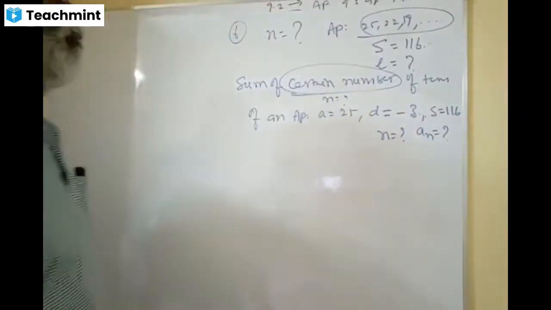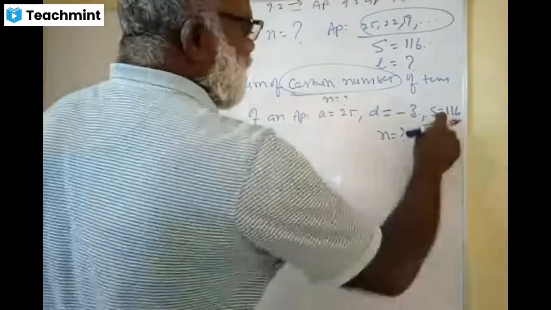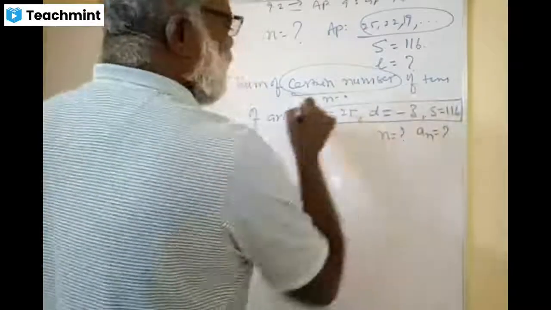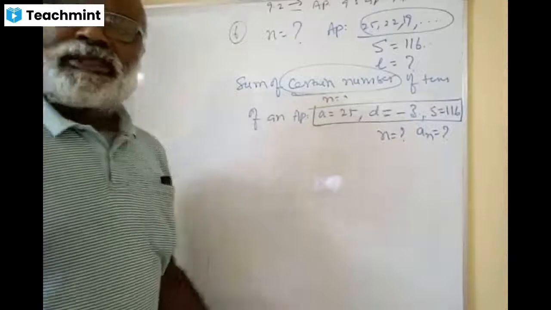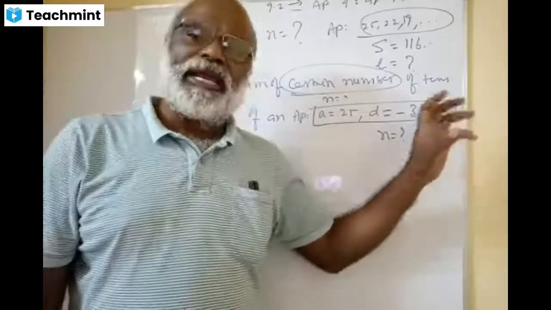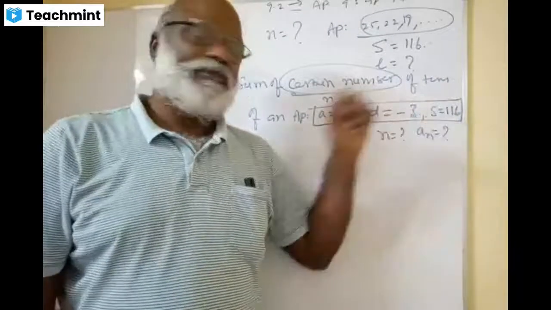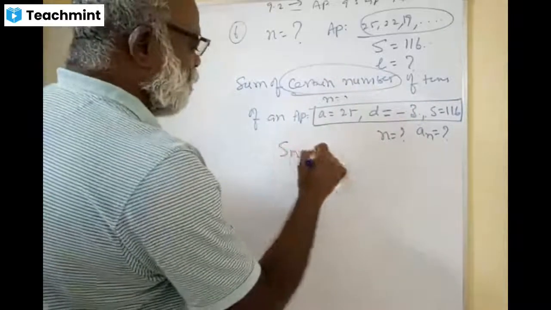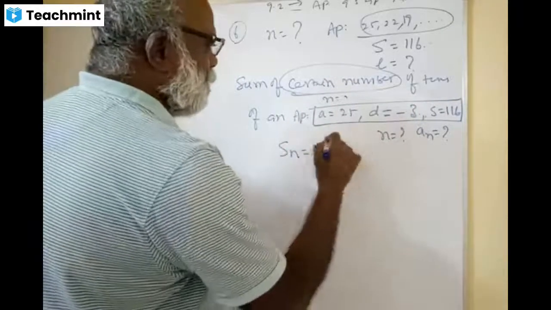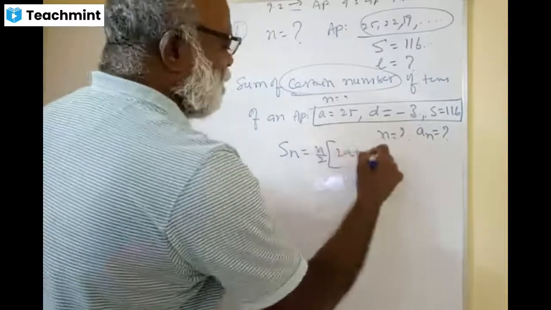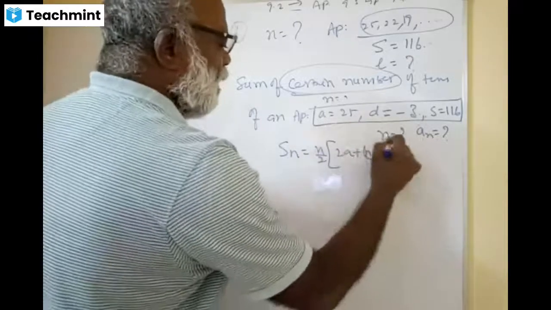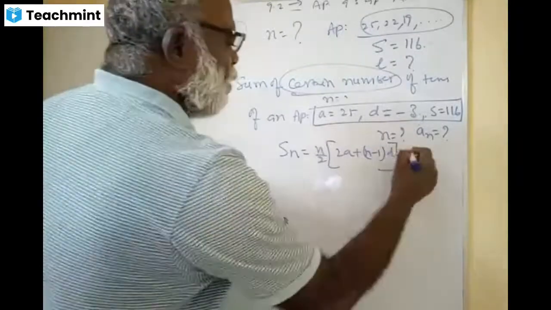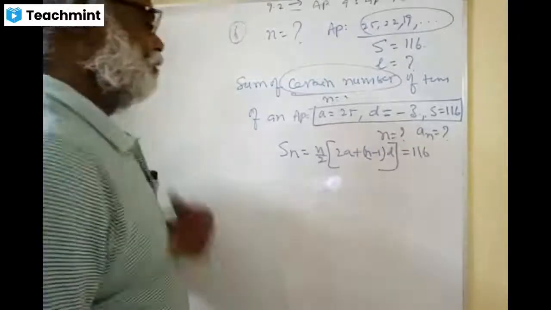Friends, this Sn is given as 116. First, scan through the data, my dears. In the data given, which term has a formula? It is the sum. Therefore, you take Sn equals n by 2 into (2a plus (n minus 1) into d), is equal to 116.